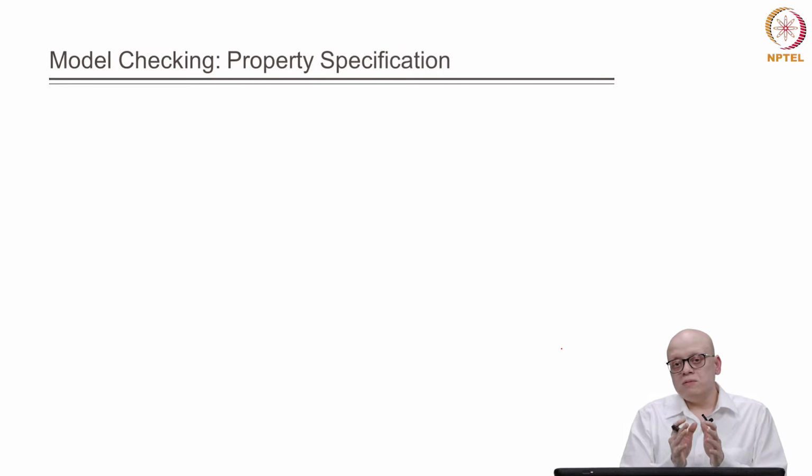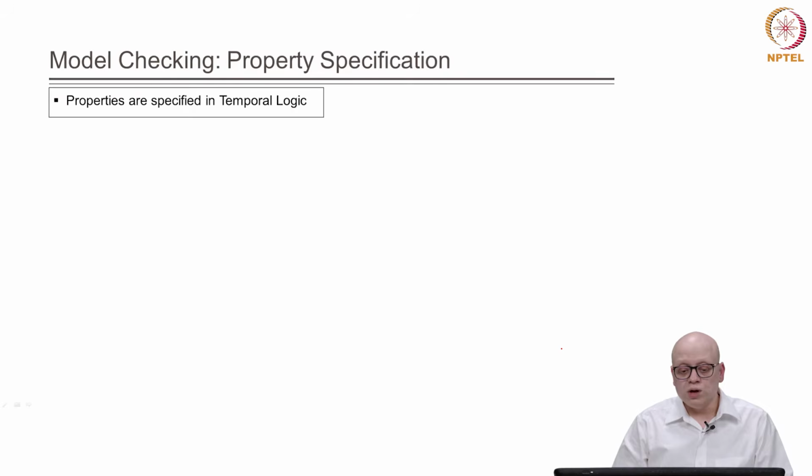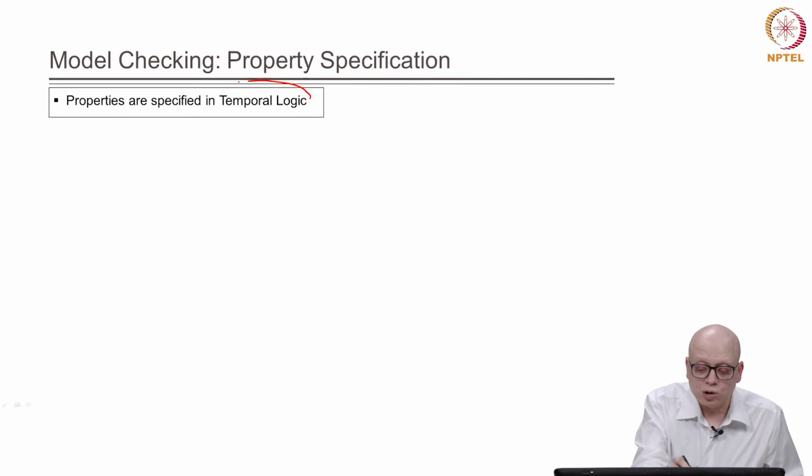Now, first let us look at how we give properties to the model checking tool. To specify properties to the model checking tool, we need to specify them in what is known as temporal logic.